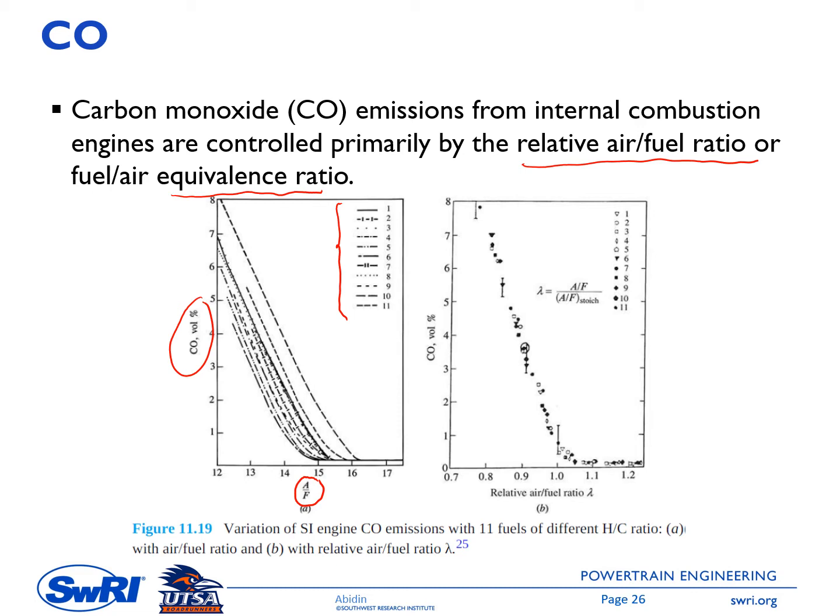The figure on the right side is when we plot the CO emission as a function of the relative air-fuel ratio, or lambda. You can see in here that all 11 lines combine nicely into a single line, which means that the CO emission is a function of the relative air-fuel ratio lambda, or the fuel equivalence ratio phi.